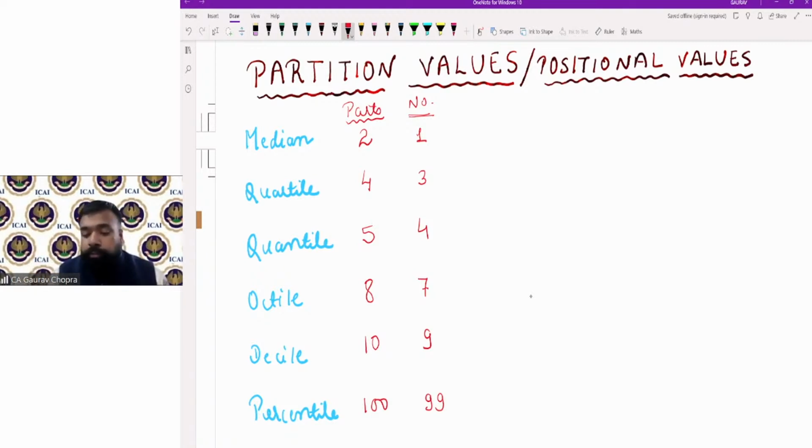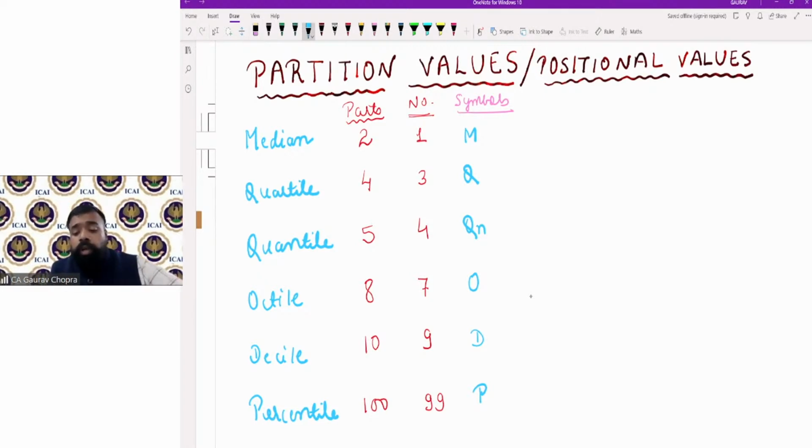Then what are the symbols used? For median, we are using capital M. Quartile, it is Q. Quantile is QN. Octile is O. Decile is D. Percentile is P.